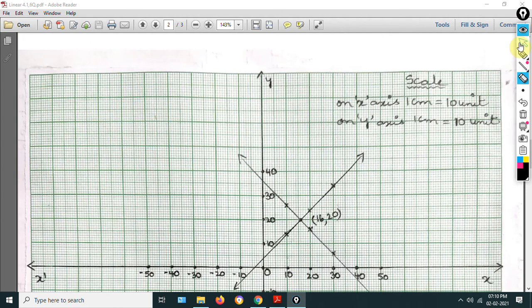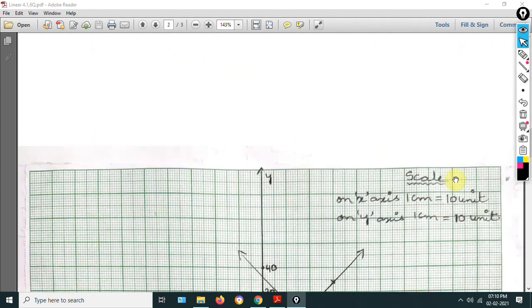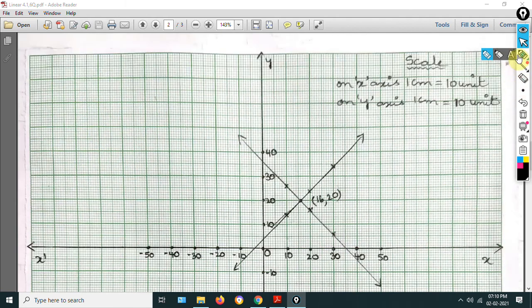So what is in the second table? 10 comma 14 is there. So here I will write 10 comma 14. How much is x? 10. How much is y? 14. So on the x-axis, where is 10? Here 10. So on the y-axis we should check where we are getting 14.